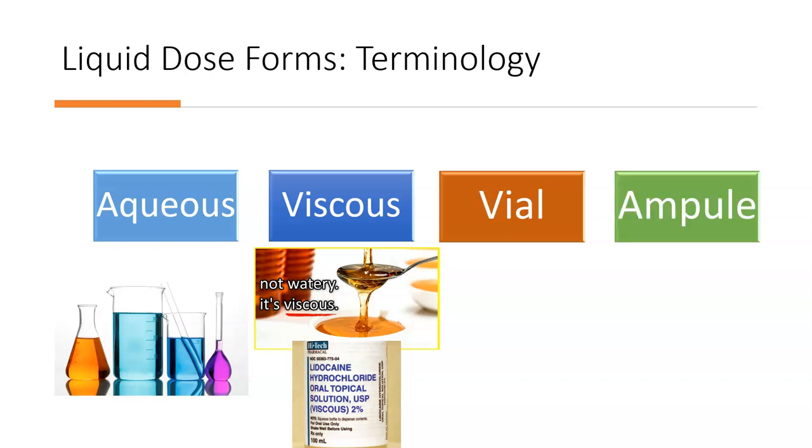And then we talk about how liquid drugs can be available. And most of this is going to be for injectable type drugs. So I'm going to be backwards on this. I just realized as I'm looking at my notes on the next slide. So the first one we're going to talk about is the ampule.